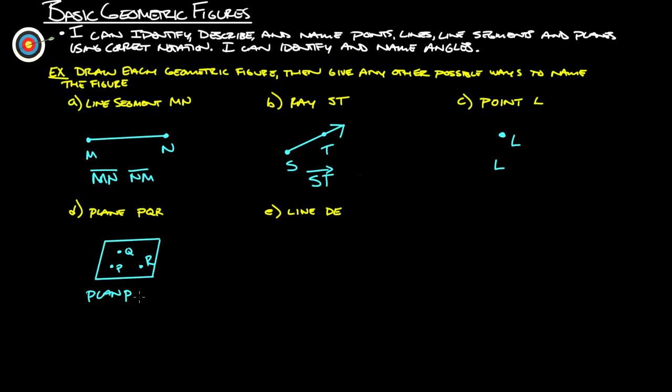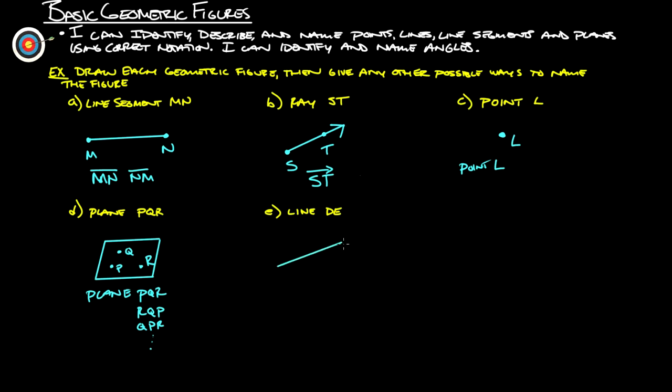Plane, oops, not plan, plane PQR. We could name it plane RQP. We could name it QPR, and so forth and so on. There are several more that we could do. And this over here should be point L. Sorry about that. So there are many different ways you can name that. And if it happened to have a cursive letter on the plane, then we could call it that as well.